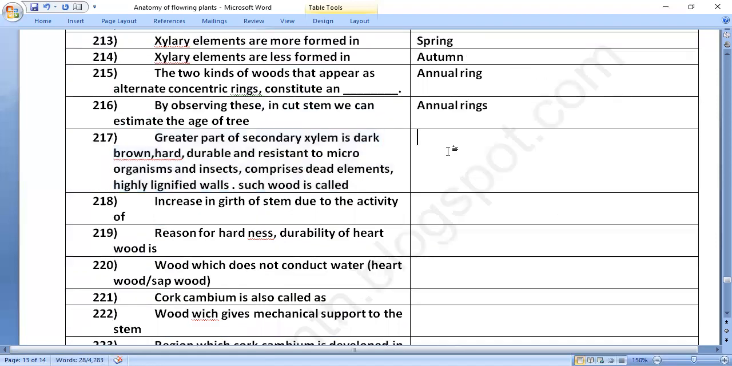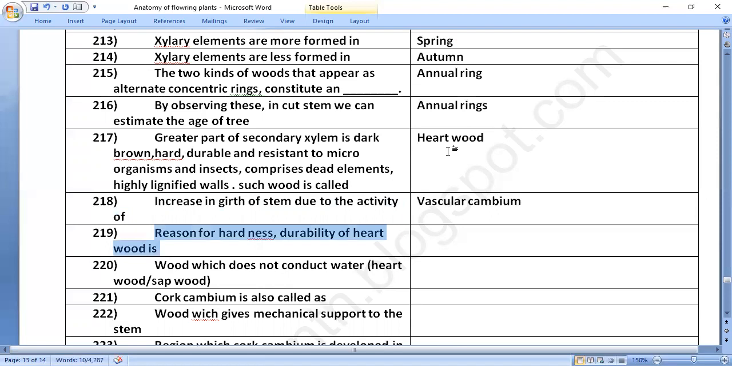The greater part of secondary xylem is dark, brown, hard, durable, and resistant to microorganisms and insects. It comprises dead elements with highly lignified walls. Such wood is called heartwood. This is an increase in girth of the stem due to the activity of vascular cambium.